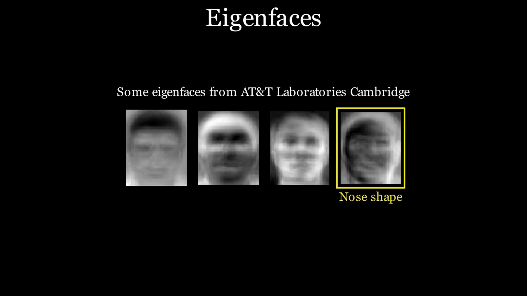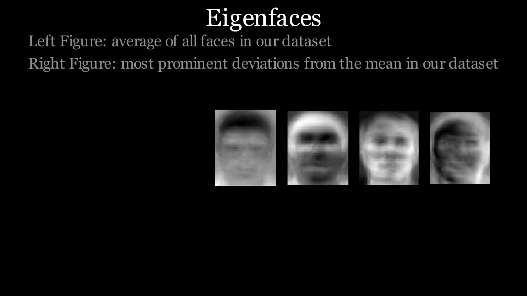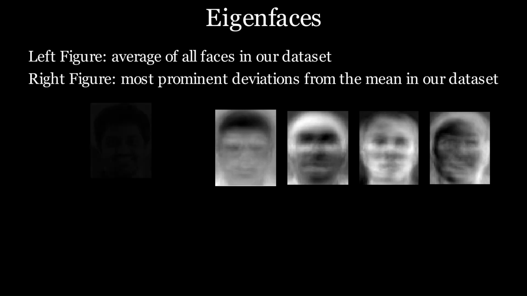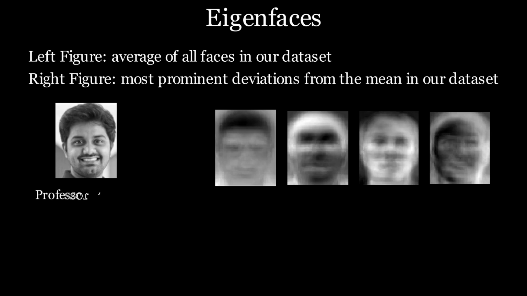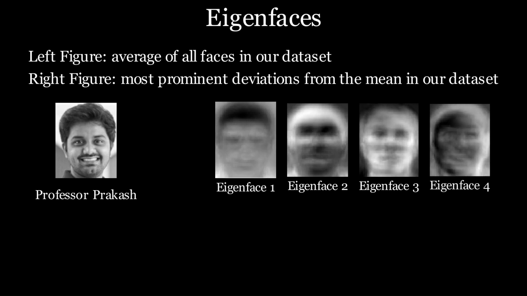And here's the key idea: any face, including our instructor Prakash, can be represented as a weighted combination of these eigenfaces. Let's go back to our original image of instructor Prakash. The image of our instructor can be thought of as the average face from our data set. Basically, what you'd get if you averaged every face pixel by pixel. The images on the right, these are the most important deviations from that average. They're the top eigenfaces, the core ingredients that make each face unique.